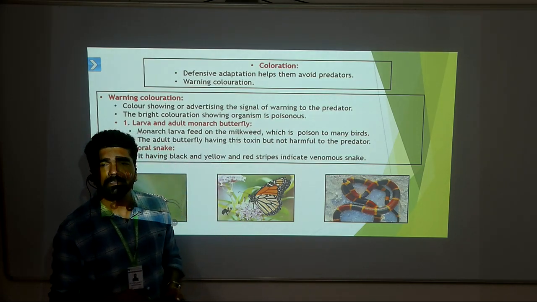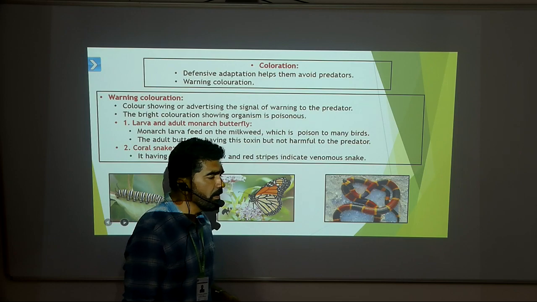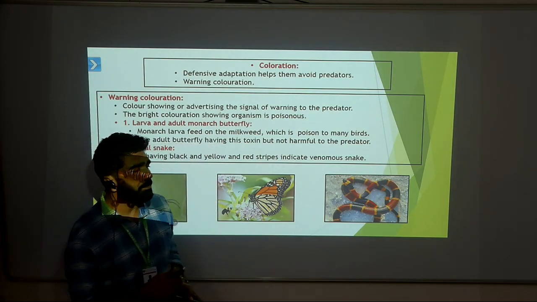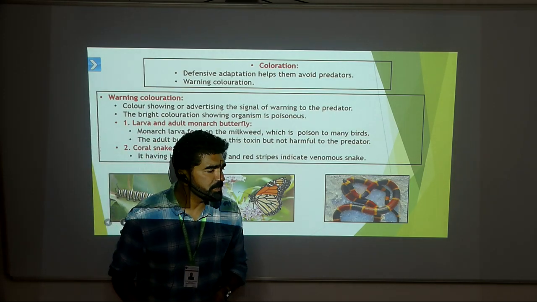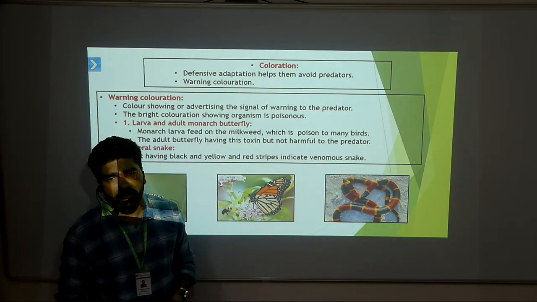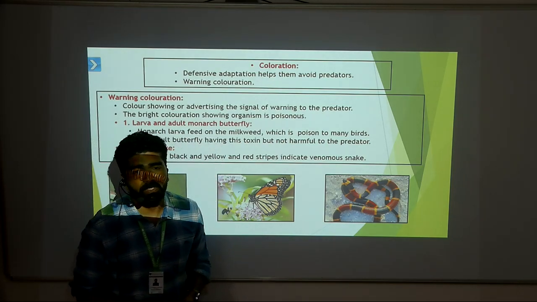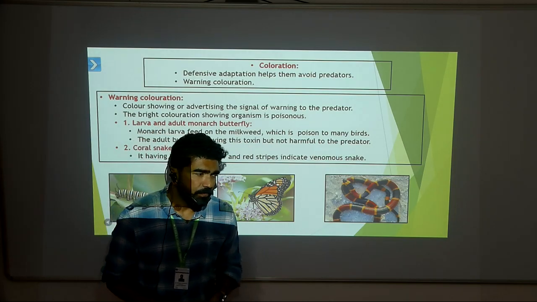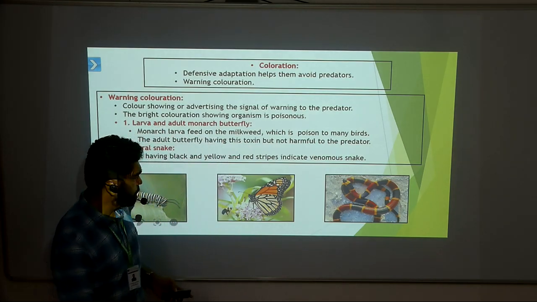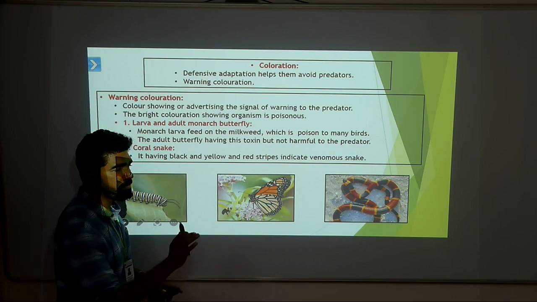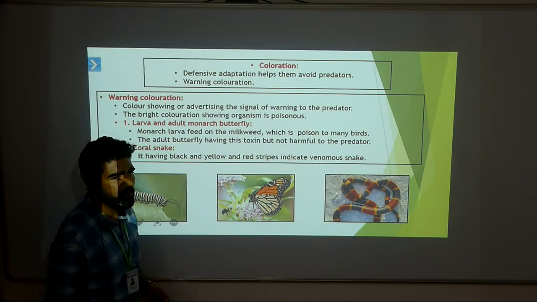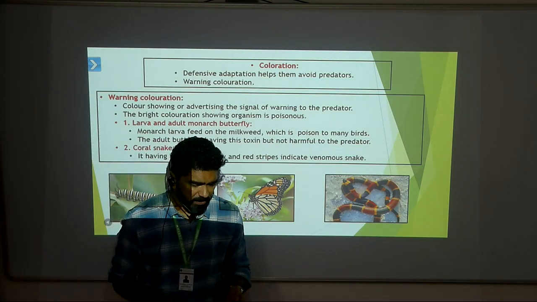And next is nothing but the coral snake. This is an example. So the coral snake has black and yellow with red stripes, indicating that they are very deadly poisonous, or that they have venom. Okay, so the predator avoids this. So this is about today's lesson. Thank you.